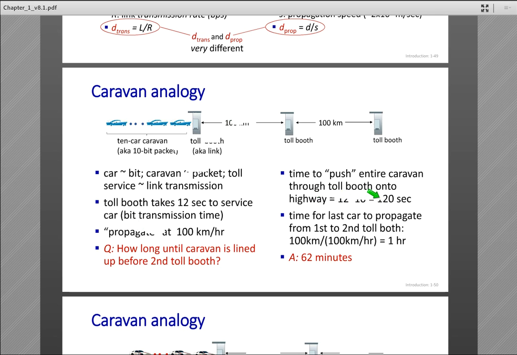Or we say that, okay, we need 2 extra minutes to put the car 1 on the highway, passing the first gateway. It's similar to transmission delay in computer networks. Okay, so we can see everything in computer networks is similar to our real world. It's not something strange.